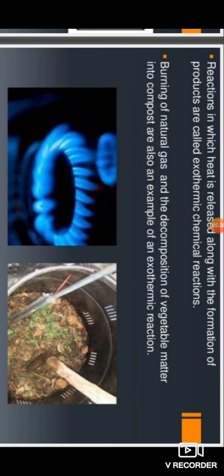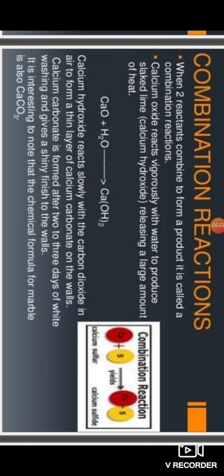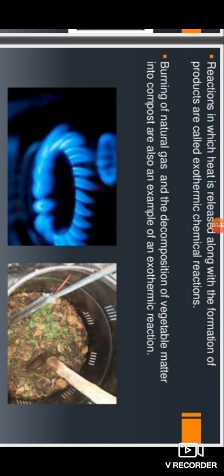So observe these two figures. Here exothermic reactions take place: burning of natural gas in figure number 1 and decomposition of vegetable matter into compost in figure number 2. Both are examples of exothermic reactions. Or calcium oxide reacts with water, calcium hydroxide is formed and heat is liberated, is an example of an exothermic reaction.